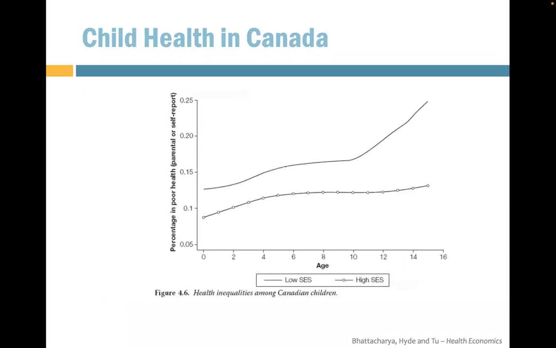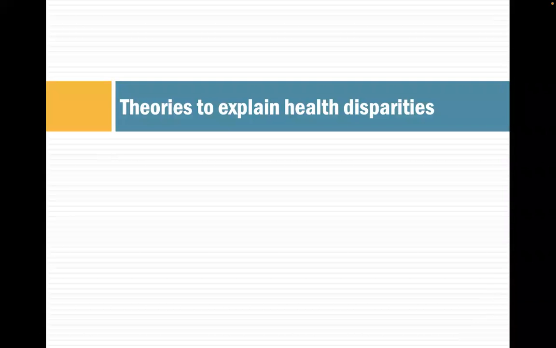Okay, so this is the graph for that study. Low SES has a higher percentage in poor health, versus high SES, the line at the bottom, has a relatively lower percentage in poor health. And this gap expands as these children get older. So we want to come up with theories to explain it. If it's not because of universal health insurance, then what is it?